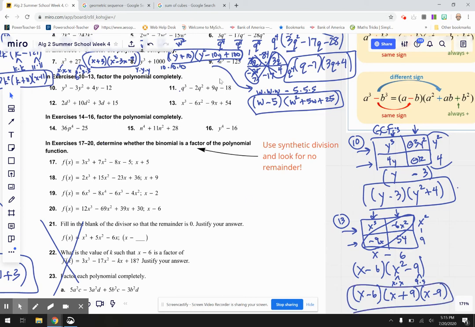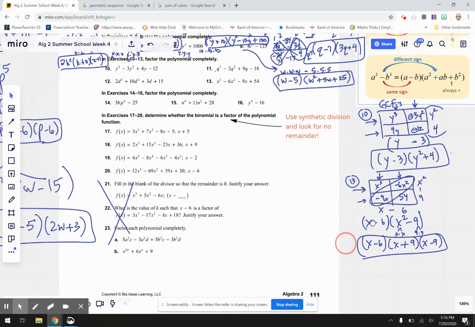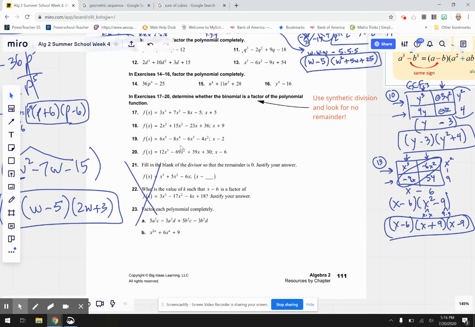So that's 10 and 13. 11 and 12 are going to be just like number 10. So you just got to look for GCFs. You don't have to put those on your notes, but you do have to do them on practice B. All right, let's go to 14. Factor completely.